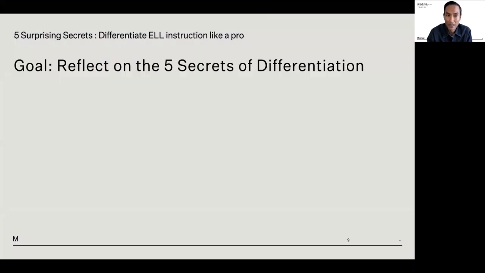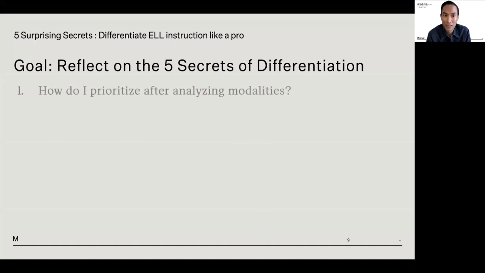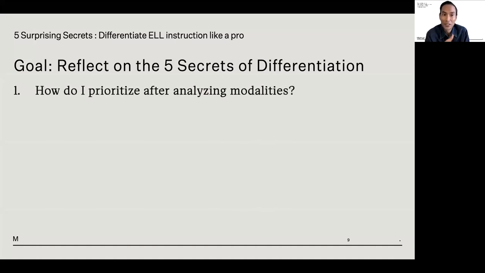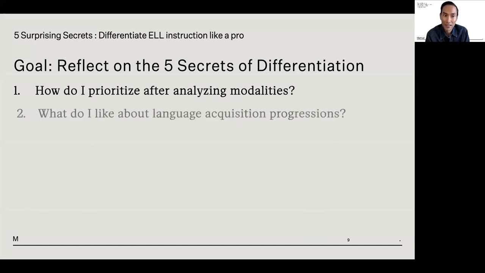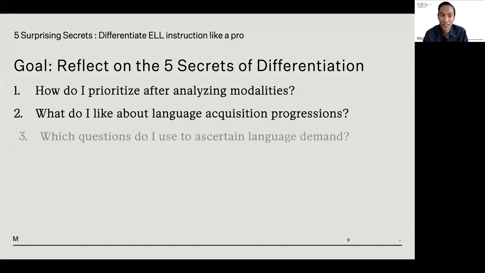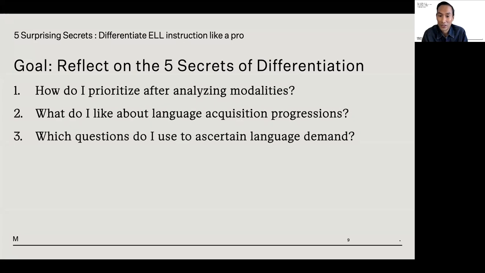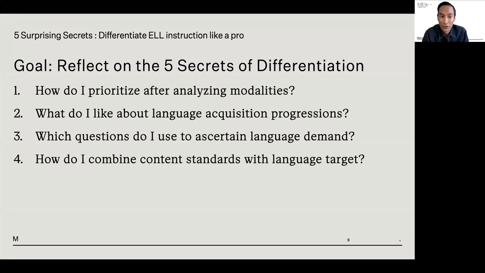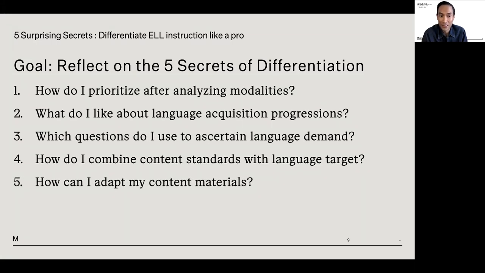Our goals today are to reflect on the 5 steps or the 5 secrets and answer these questions. How do I prioritize after analyzing modalities? The second is, what do I like about language acquisition progressions? The third is, which questions do I use to ascertain language demand? The fourth is, how do I combine content standards with language targets? And the fifth is, how can I adapt my content materials?